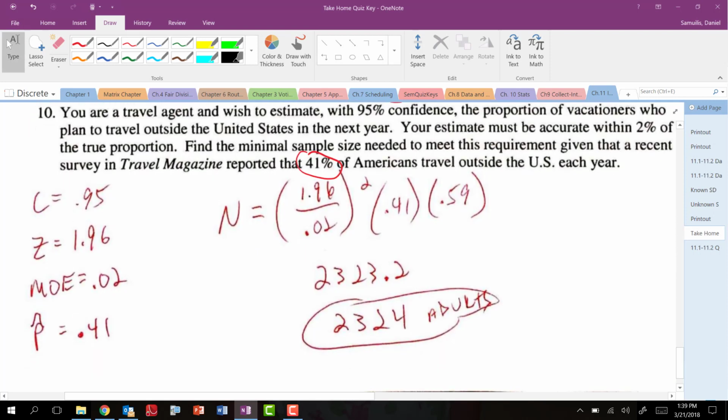So that's, getting these weird answers, I know there's a problem there. And then this is another one where I see 41% of Americans do this, so that instantaneously is a P.